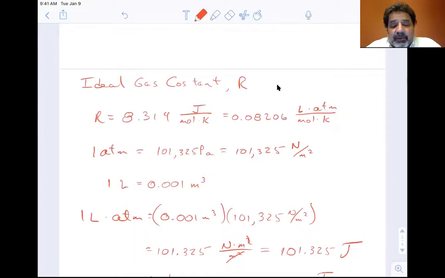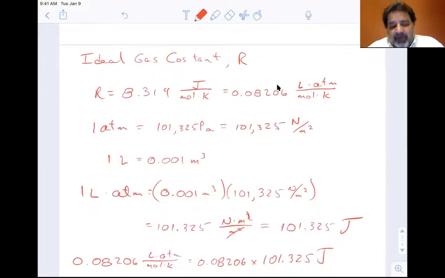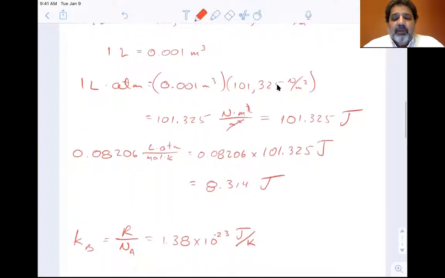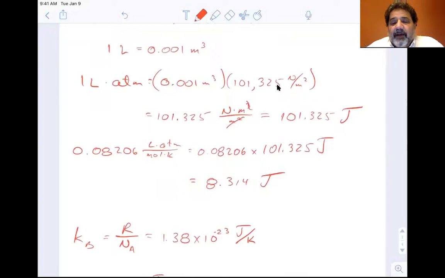And 1 liter is equal to 0.001 cubic meters. So 1 liter atmosphere is the 0.001 cubic meters times 101,325 newtons per meter squared. So you get 101.325 newton meters cubed divided by meter squared. Well, you'll see that the meter squared cancels out part of the cubed, and all you're left with is newton meters. Well, what are newton meters? They're joules. 1 liter atmosphere is equal to 101.325 joules.